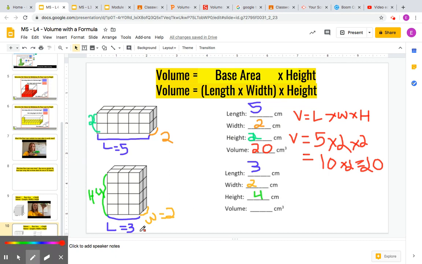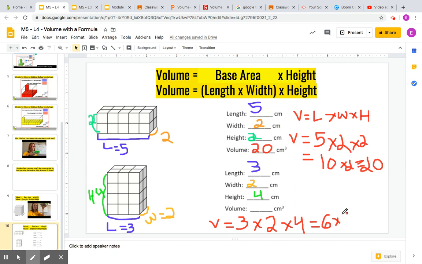So now let's multiply to get our volume. We have volume equals length, 3, times my width, which is 2, times my height, which is 4. 3 times 2 is 6. 6 times 4 equals 24. So this second structure has a volume of 24 centimeters cubed.